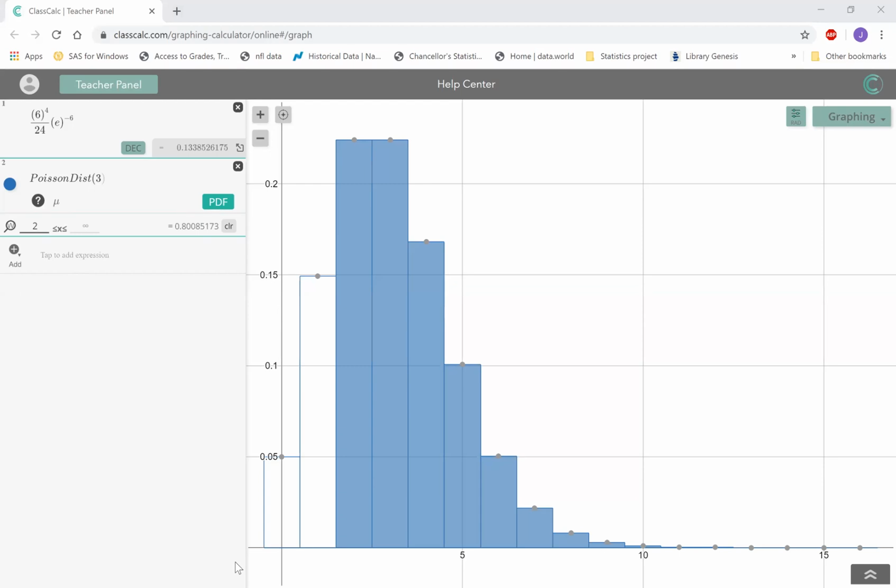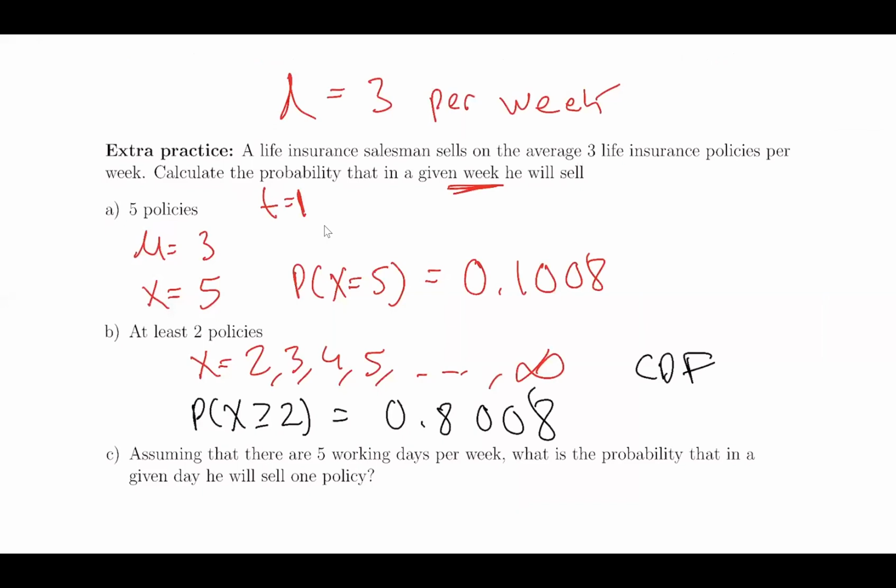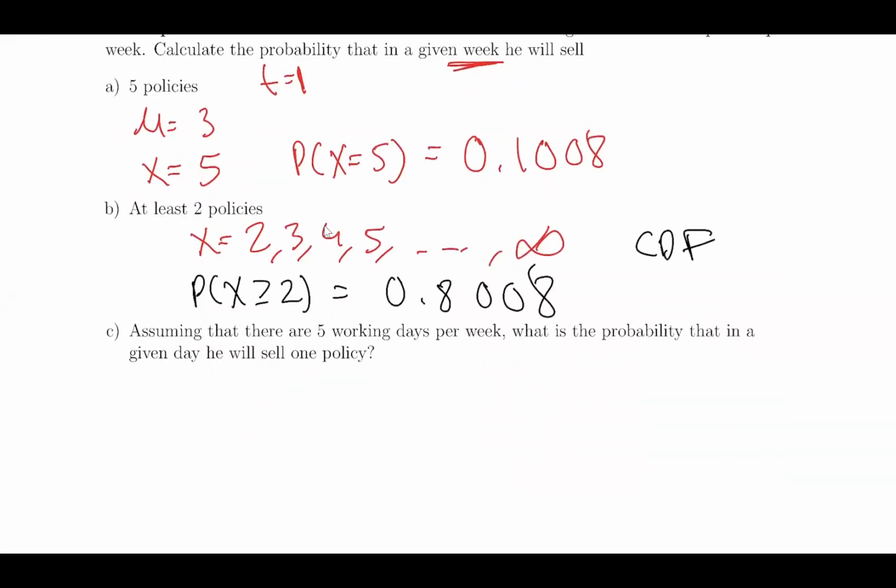All right, so let's do the last one of the day. For part C, it says, assuming that there are 5 working days per week, what is the probability that in a given day he will sell 1 policy? For this one, you do want to be careful because they are changing the time. Instead of per week, you want to find the probability for a day.